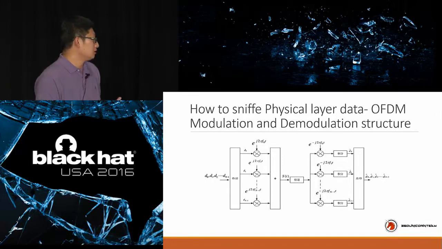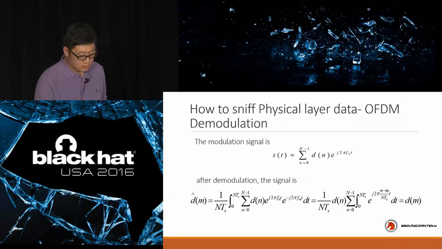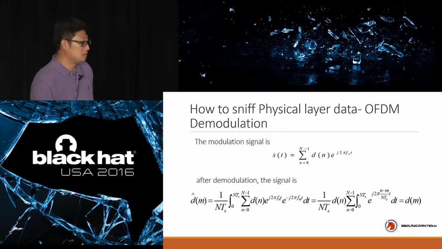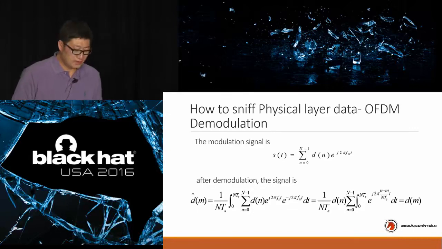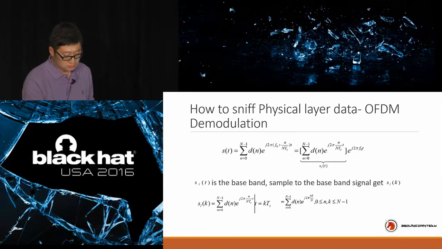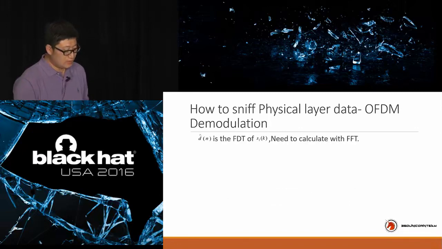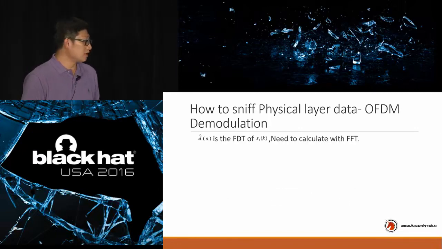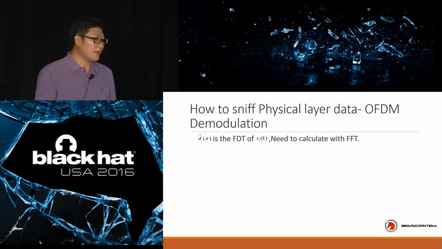This is the structure of the modulation and demodulation. St is a modulation signal, and after demodulation, we can know that Dm is the baseband multiplied by the carrier frequency. So we can know that Dn is the DFT of the SRK, and because SRK is easy to get, Dn is easy to get.